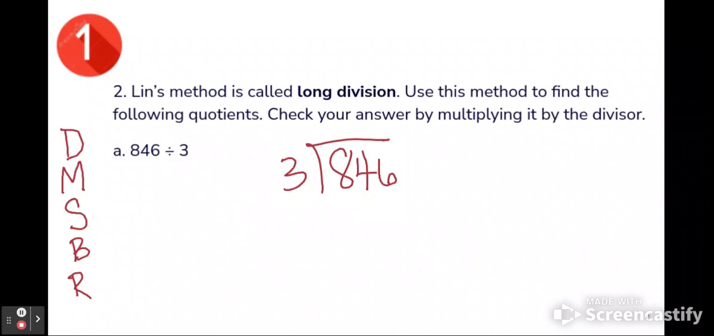Let me get you started, and then I'm going to let you finish. I know that 8 divided by 3 is 2, because there are 2 3s in the number 8. There are not 3 though, because that would be 9. So there are 2 3s that go into 8. Now I'm going to multiply. 2 times 3 is 6. I'm going to subtract. I end up with 2. I'm going to bring down my next place value, which is 4, and I'm going to repeat the process. You take it from here and solve the rest of this problem.